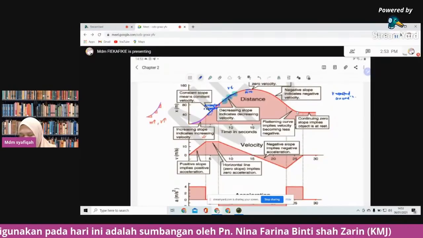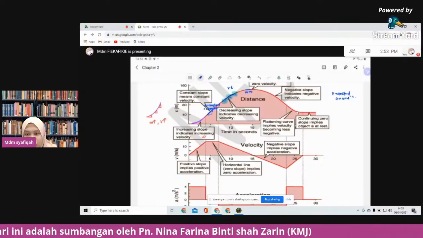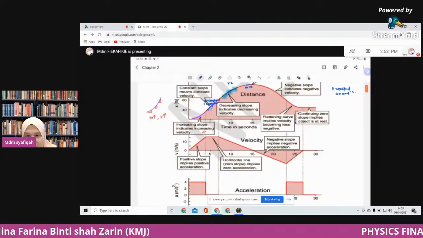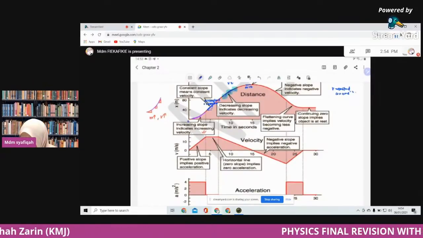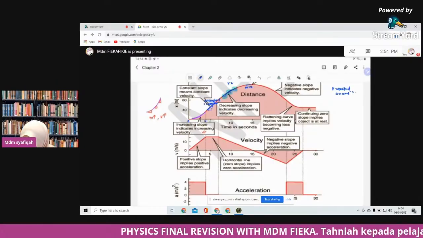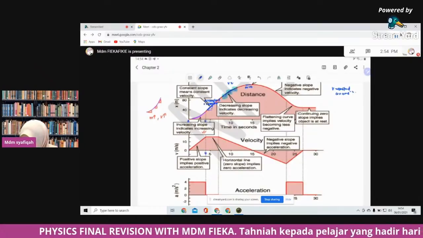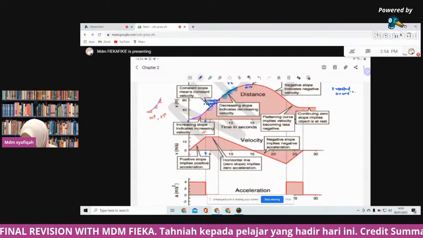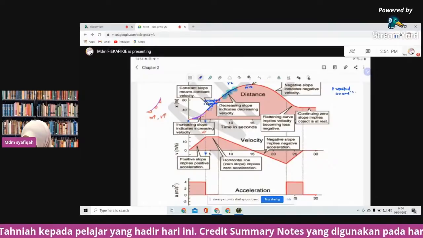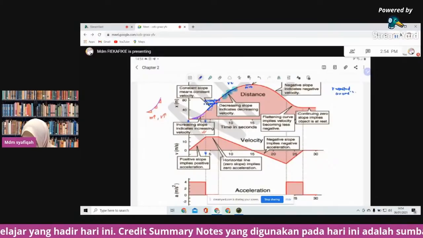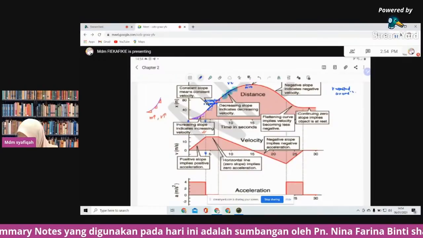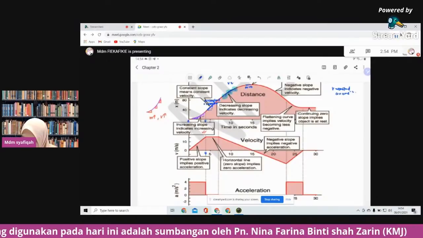Okay, macam mana kita nak tukarkan graph xt to vt graph? Alright, so now let's say when you want to sketch the graph, firstly, look at the timeline. So we have 0 to 5 second here. 0 to 4 kat sini, kita agak-agak lah sini 4. Okay, so from 0 to 4 second, v is increasing. Kita dah tengok tadi kan, v is increasing here. So betul tak V is increasing bila kita nak tukar? Yes, betul. Positive slope implies positive acceleration.